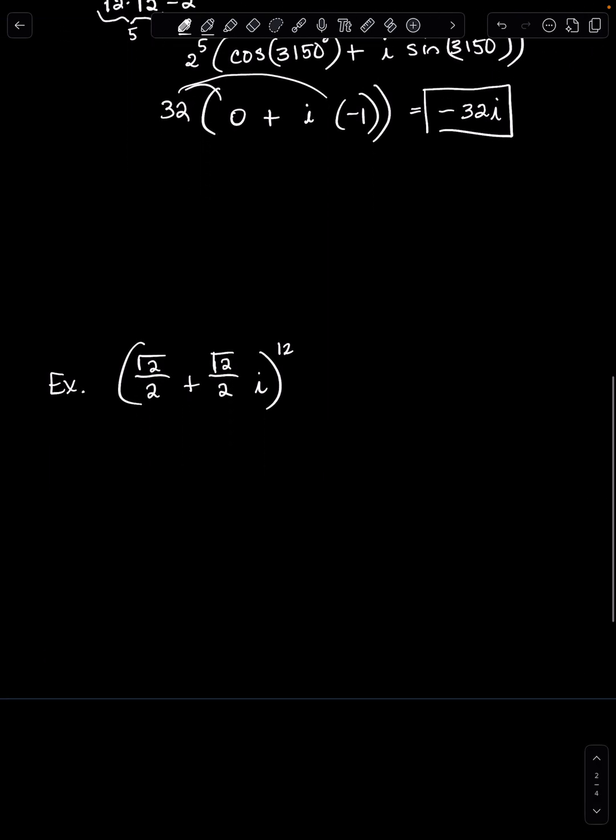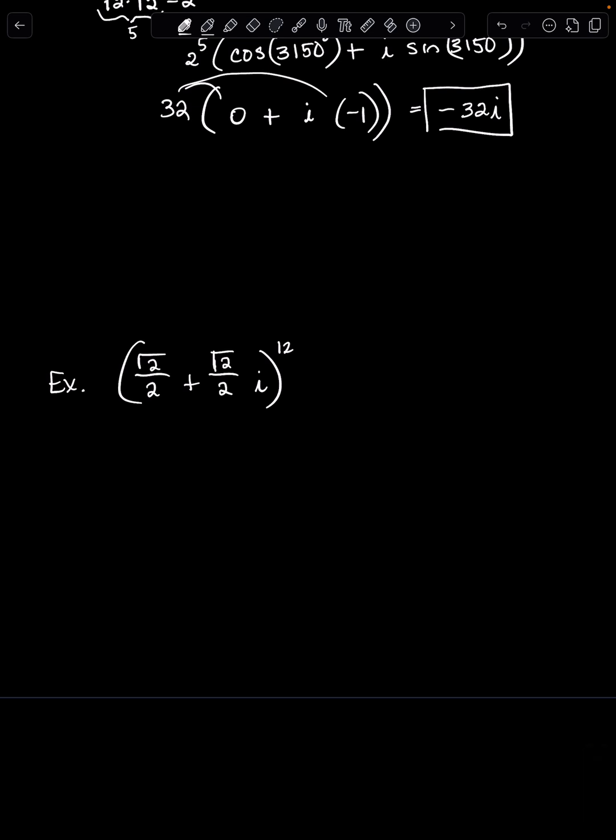All right, let's write out all the information I need. I know A, square root of 2 over 2. B, same thing in this case. What quadrant am I in? I'm in quadrant 1, positive, positive. What else do I need to know? My n value here, my power, is 12.